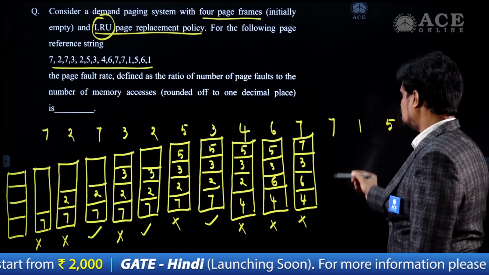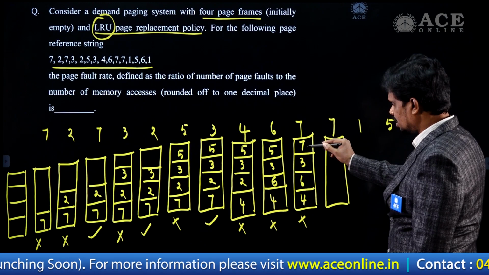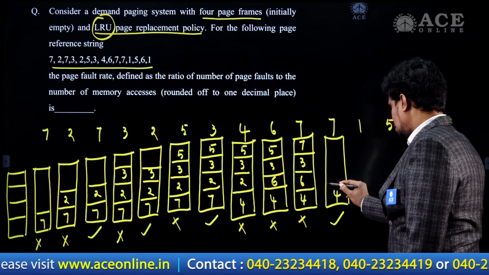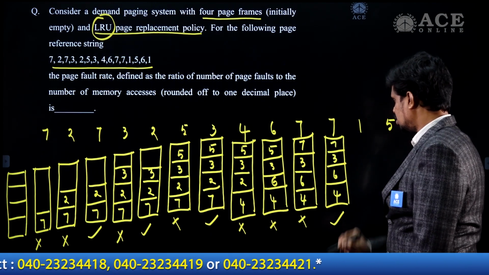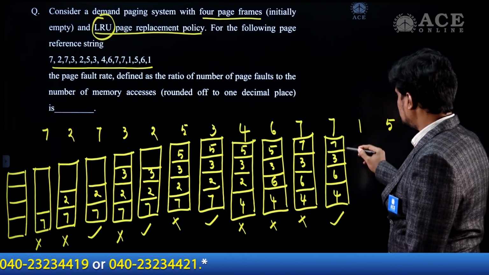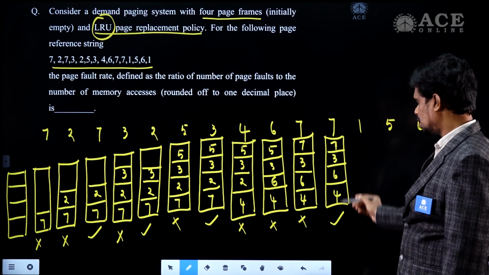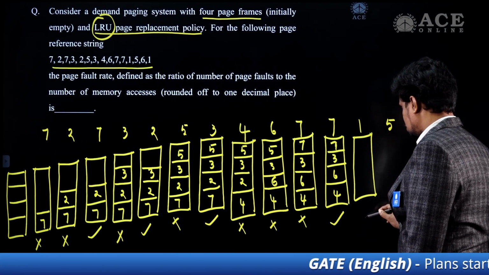Now the CPU is willing to access page 7. But page 7 is already there in the main memory, which results in a page hit, and the memory pages are 4, 6, 3 and 7. Now the CPU is willing to access page 1, but page 1 is not part of the current main memory, which results in a page fault.